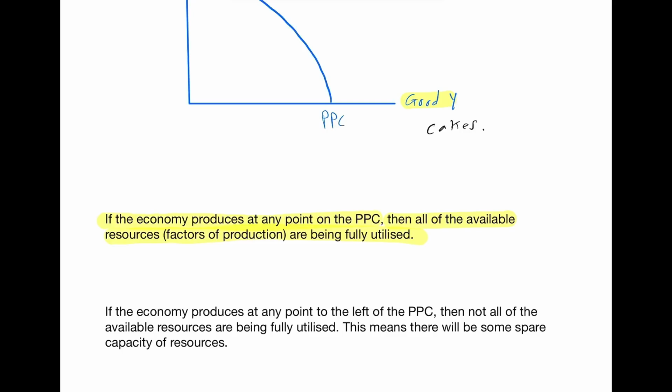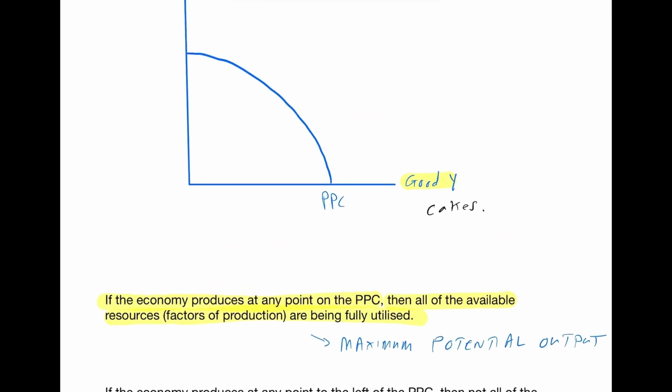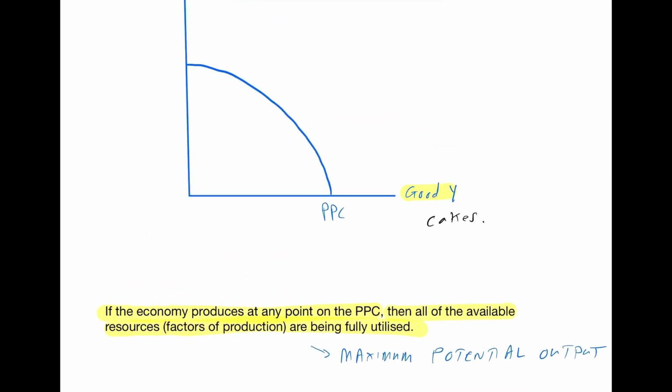Okay, and if this is the case, if the economy is using all of the factors of production available, then it is achieving its maximum potential output. Okay, all of the resources are being fully utilized, fully employed, and if that is the case, then the economy is achieving its maximum potential output.